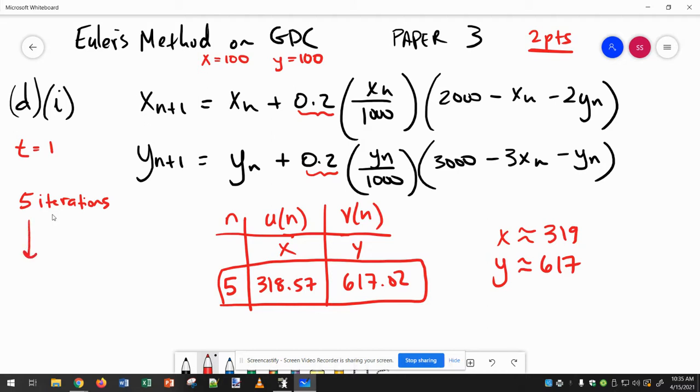So if you keep going and you do like 100 iterations, just type in 100 into the table for n and see what you get here. And the mark scheme says this one's going to go down to 0 and this one's going to go up to 3,000. So that part should be pretty easy. Just don't type in too big of a number because it will make your calculator go really slow.